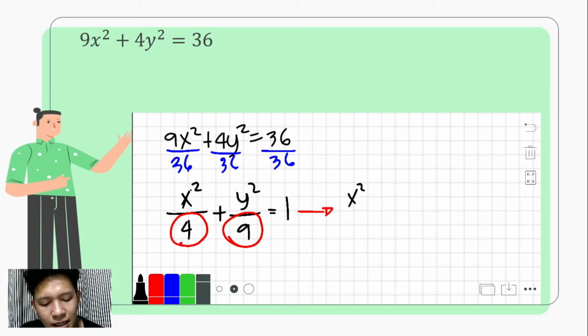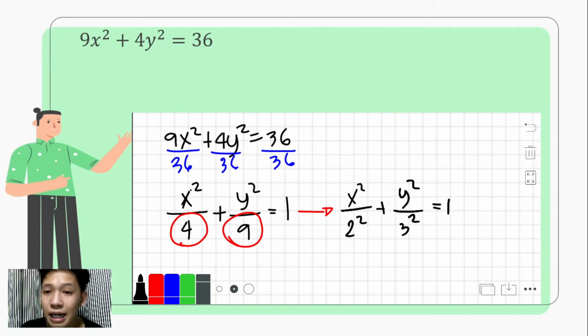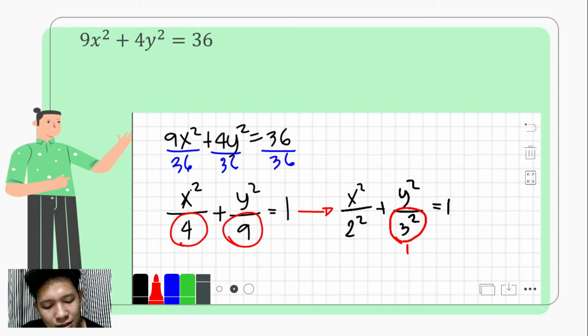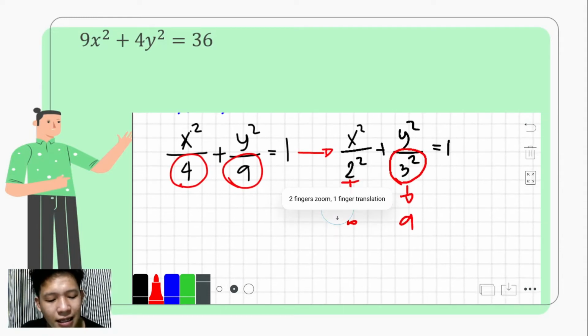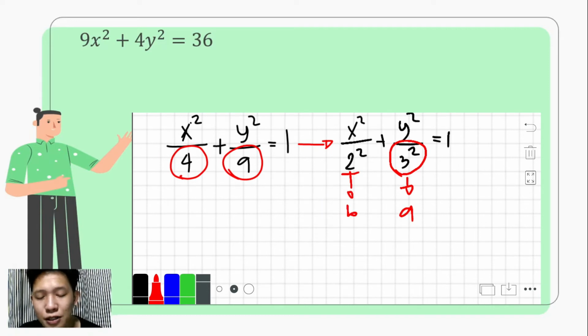x squared over 2 squared plus y squared over 3 squared equals 1. Wherein, yung ating a ay nakay y square kasi mas malaki yung denominator ng nakay y. So, ito po i-consider natin na a at ito po i-consider natin na b. Hence, if we are already given this, then we can have the salient features of our ellipse.